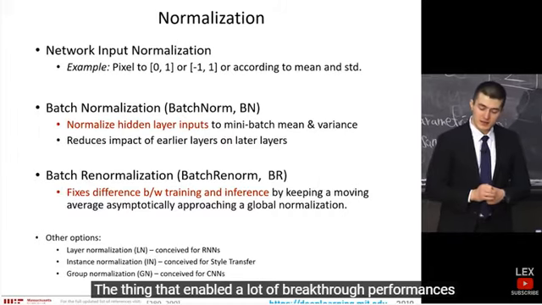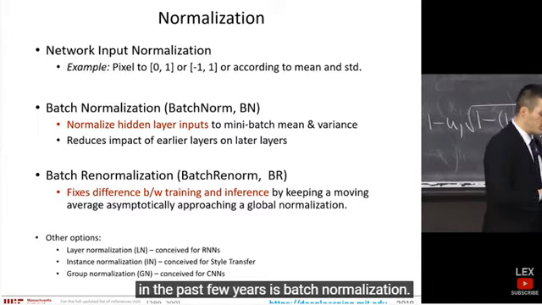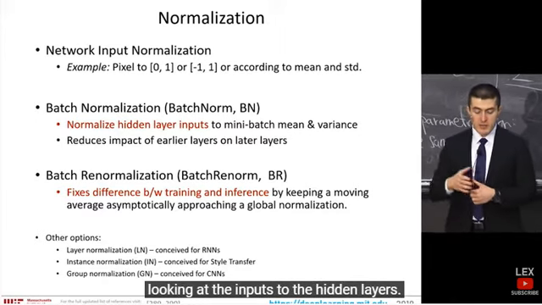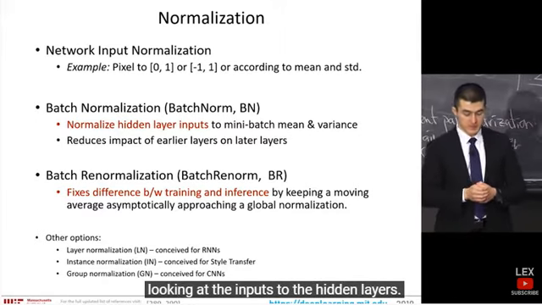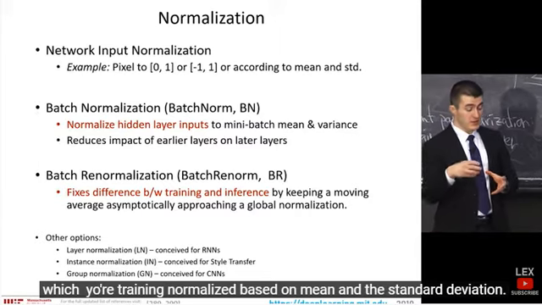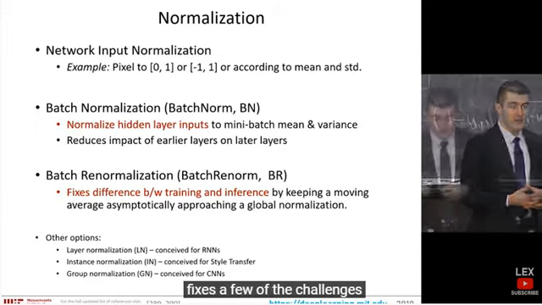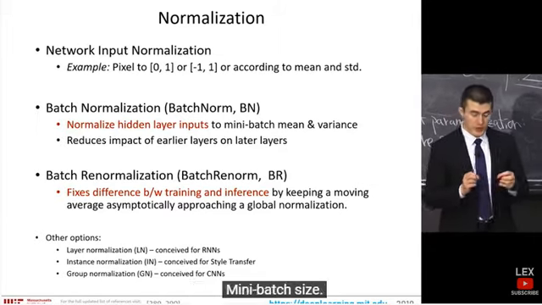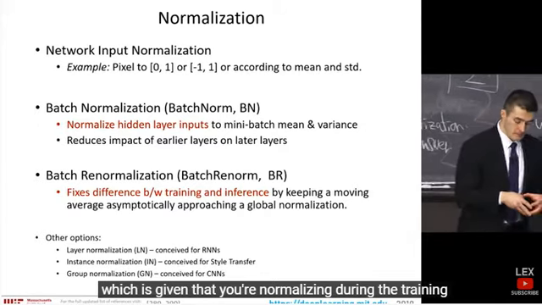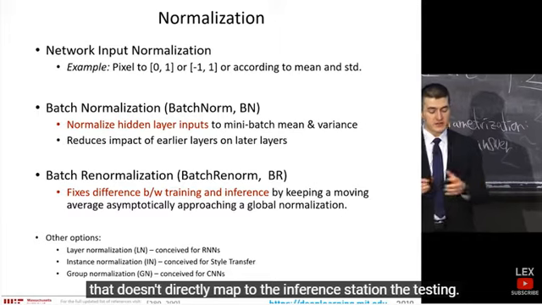The thing that enabled a lot of breakthrough performances in the past few years is batch normalization. It's performing this same kind of normalization later on in the network, looking at the inputs to the hidden layers and normalizing based on the batch of data on which you're training, using the mean and the standard deviation. That's batch normalization. Batch renormalization fixes a few of the challenges: given that you're normalizing during the training on the mini-batches in the training data set, that doesn't directly map to the inference stage and the testing.